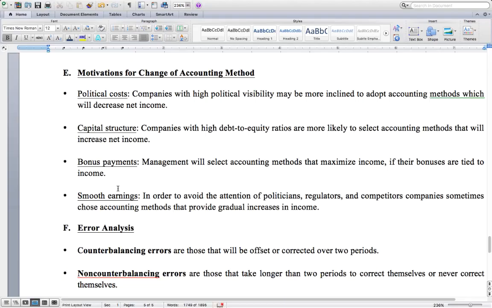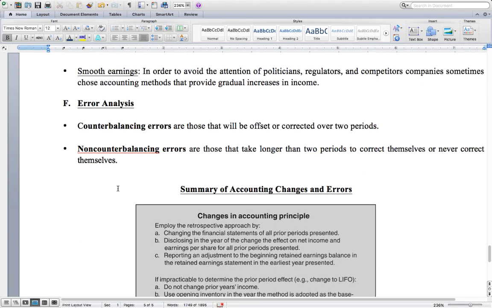You can see political costs, the capital structure with their ratios, bonus payments, smoothing out earnings to avoid attention, various things like that. And then lastly, there is error analysis. Essentially, there are two types of errors. There are counterbalancing errors and non-counterbalancing.